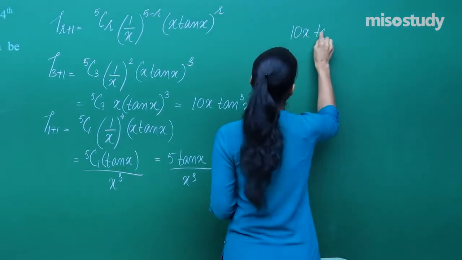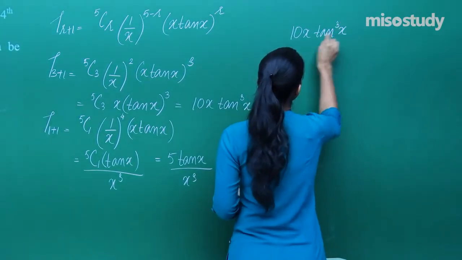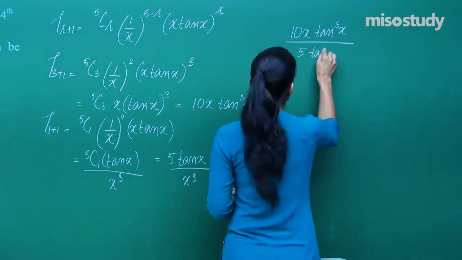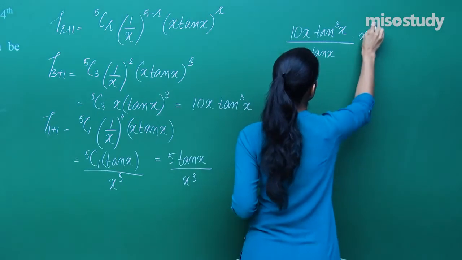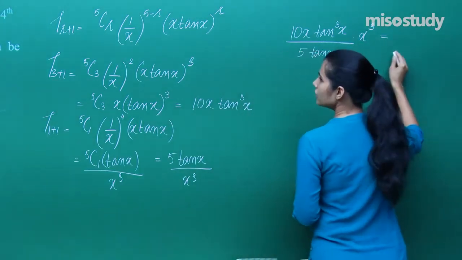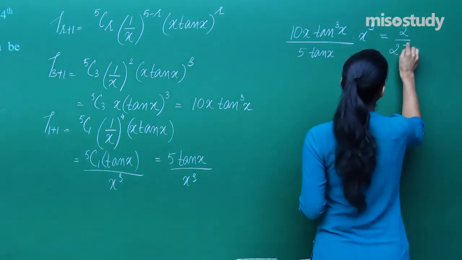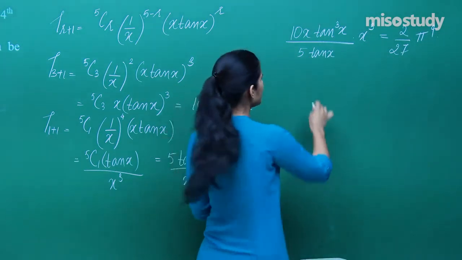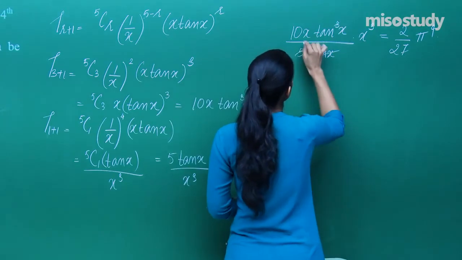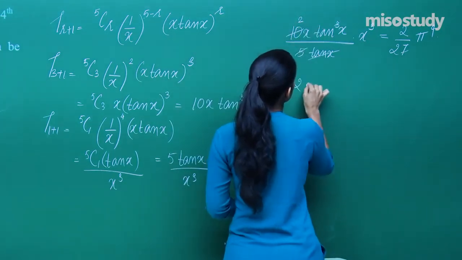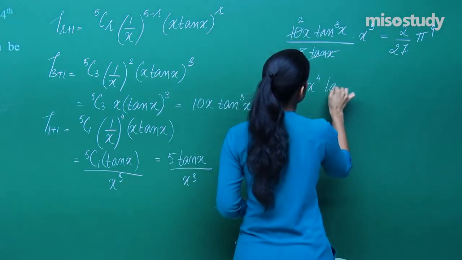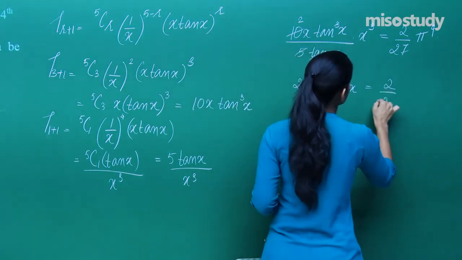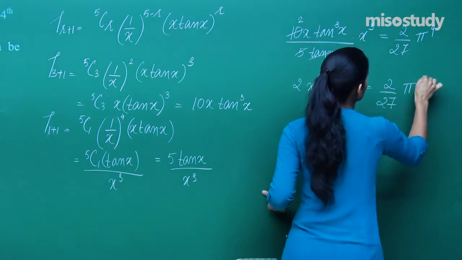So 10x tan cube x whole upon 5 tan x, and here x cube is given by 2 by 27 pi to the power 4. Eventually what are you going to get? This gets cancelled. This is 2, so you get 2 x to the power 4 tan square x equals 2 by 27 pi to the power 4.